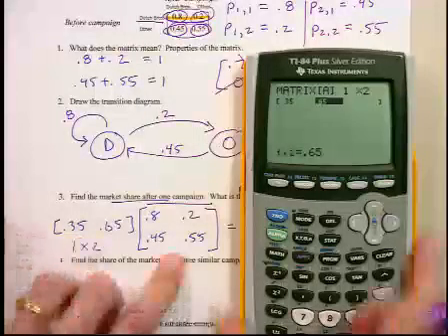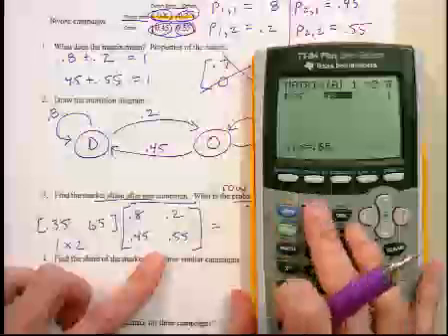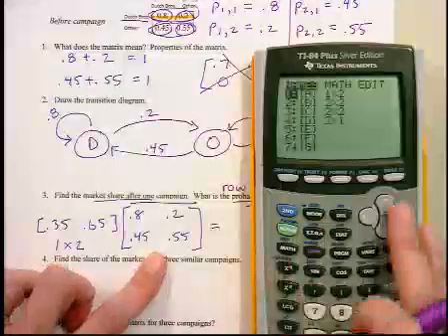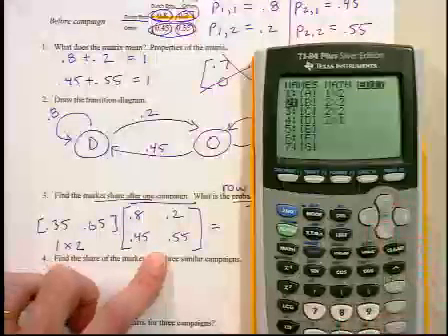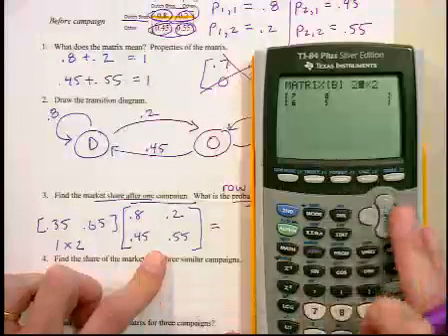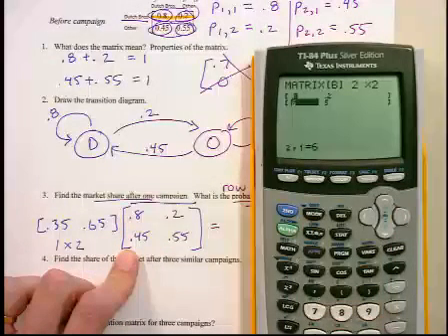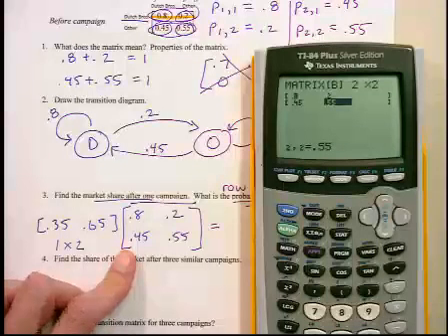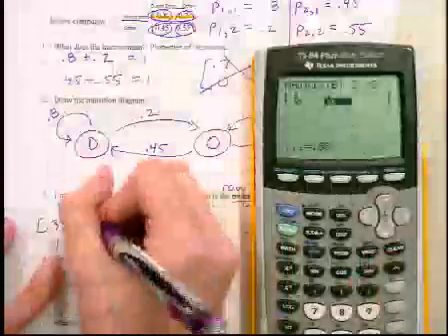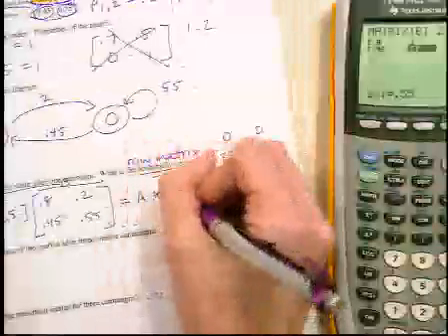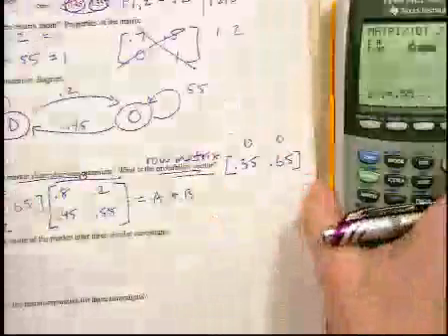Now I need the transition matrix. So I'm going to quit here. I'm going to go back to matrix, second x to the negative 1, over to edit, and I'm going to choose matrix B now. It's already 2 by 2, so I've got the right dimensions. I want 0.8, 0.2, 0.45, 0.55, and I've got my transition matrix. Remember, I called this one A, and I called this one B. So I want to do A times B on my home screen.